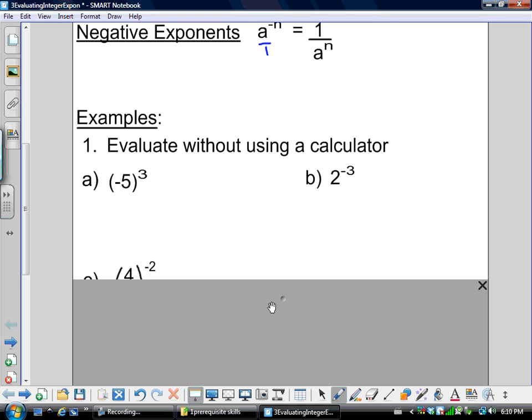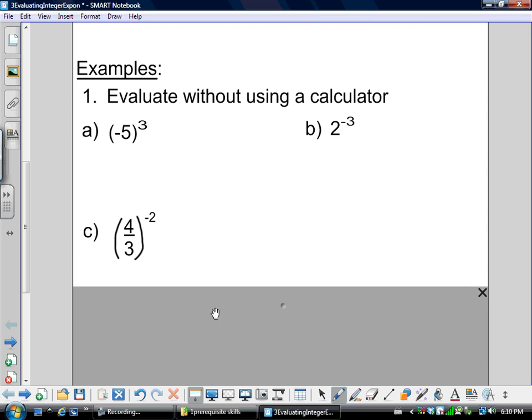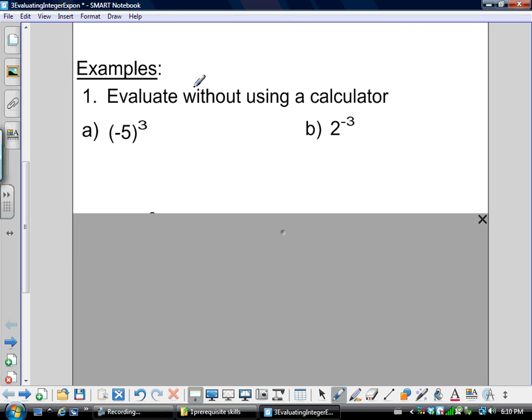All right, so our questions that we're going to look at, the first set of them, evaluate without using a calculator. And you're saying, "Oh, really? Well, obviously I'm not going to know whether you use your calculator or not, but I think most of these are pretty easy to be able to do."